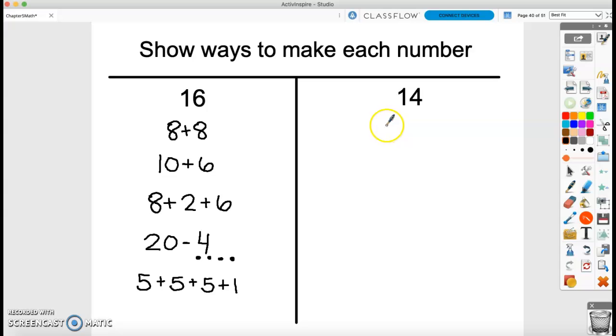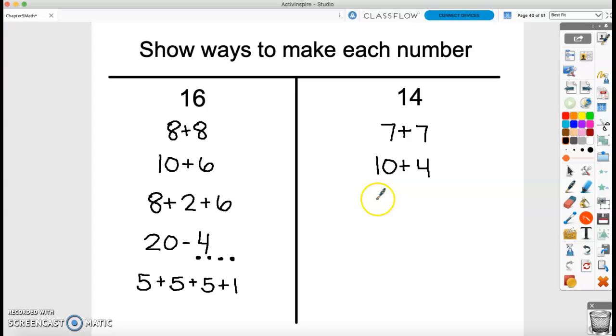So let's see, I know that the double for 14 is 7, so 7 plus 7. Let's go do our 10. That would be 10 plus 4. Awesome. Let's try 3 numbers.